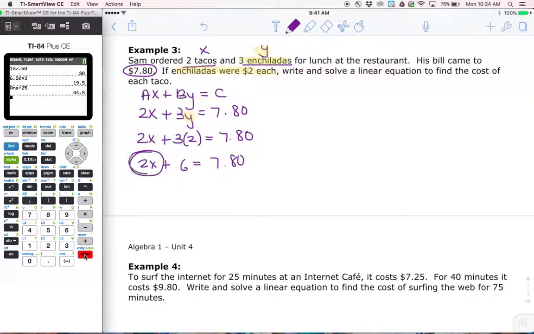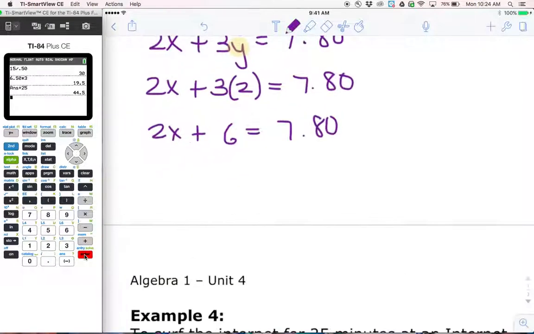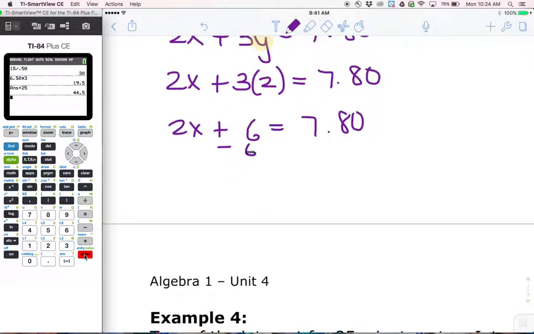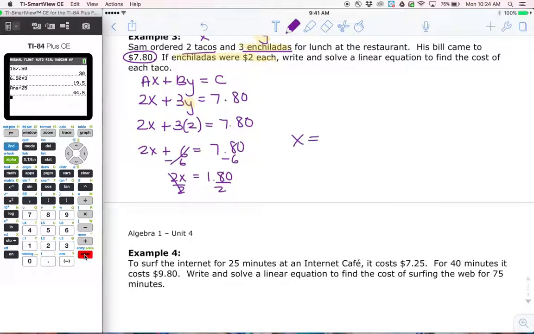Right? 2 times however much the tacos cost plus the $6 for the enchiladas is giving me the total price. So now we just need to solve for X. Some of you can probably just do this in your head, but we're going to follow the steps here and solve. So we got 2X is equal to 180. We're going to divide by 2, and we're going to get that X is equal to 0.90 because it's money. So that must mean each of my tacos, because remember tacos are X, would be 90 cents each. Find the cost of each taco, 90 cents for each taco.